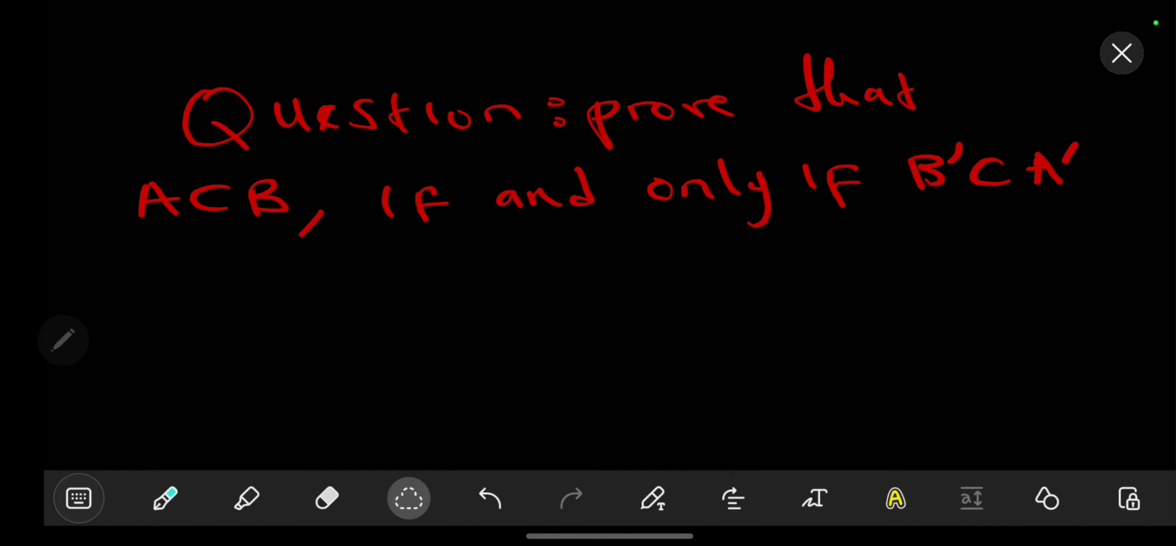So for today we are going to be proving some math. If you are new, kindly like, subscribe and share for more so that A-level math becomes a walk in the park. So the question says: prove that A is a subset of B if and only if B complement is a subset of A complement. So how do we go about this statement?